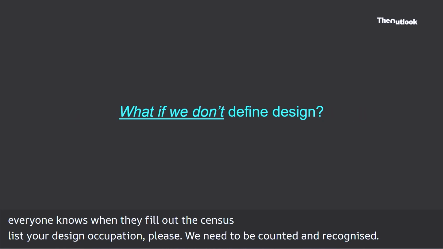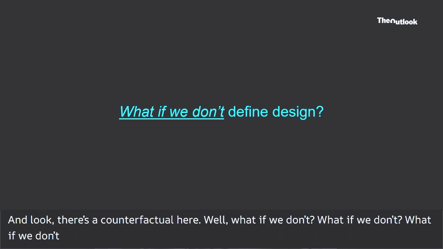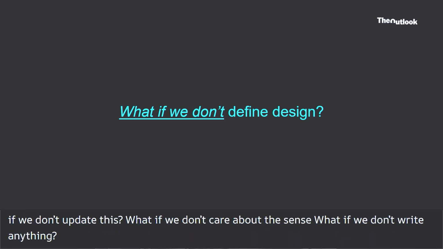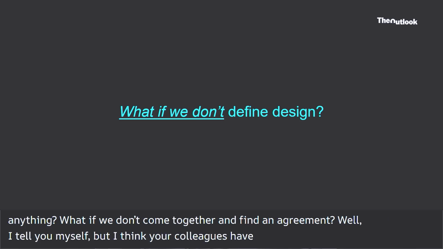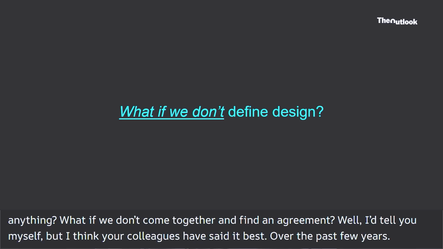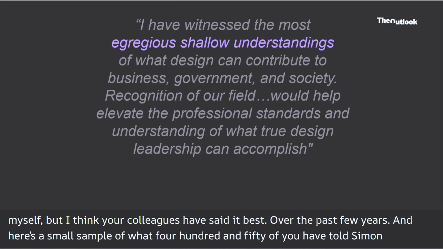And look, there's a counterfactual here. Well, what if we don't? What if we don't update this? What if we don't care about the census? What if we don't write anything? What if we don't come together and find an agreement? Well, I'd tell you myself, but I think your colleagues have said it best over the past few years. And here's a small sample of what 450 of you have told Simon and I.